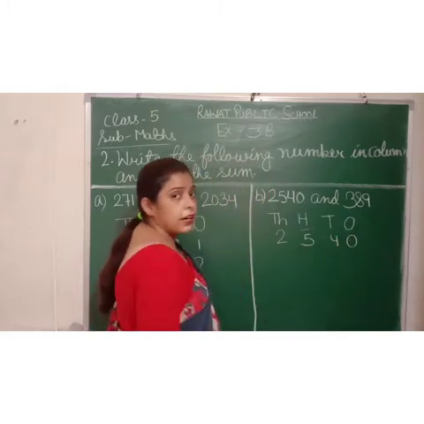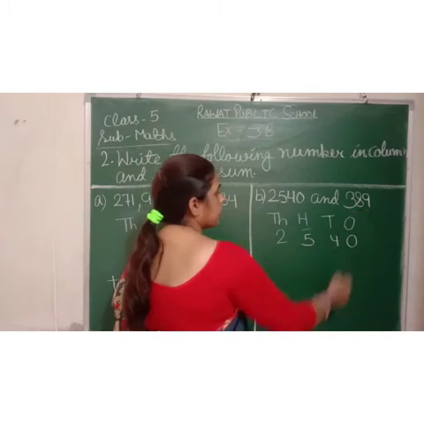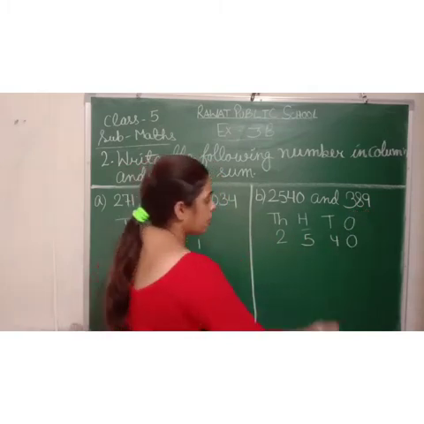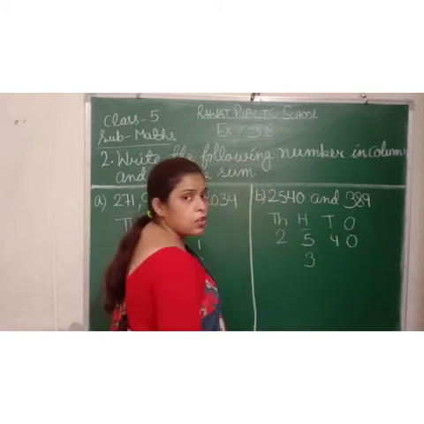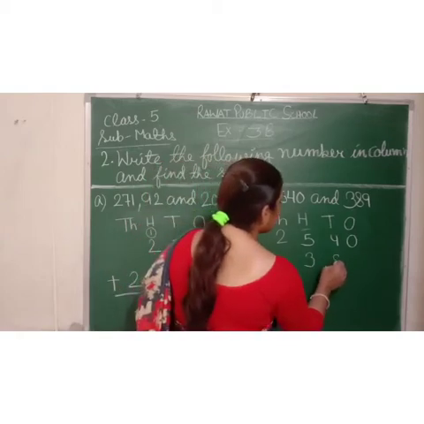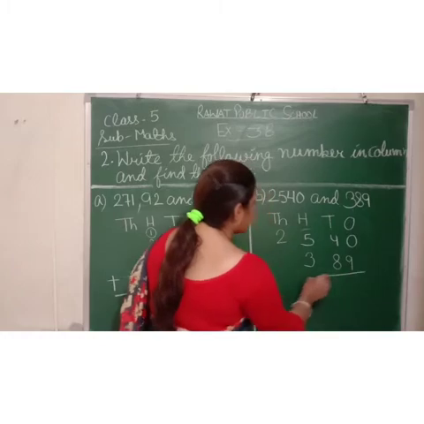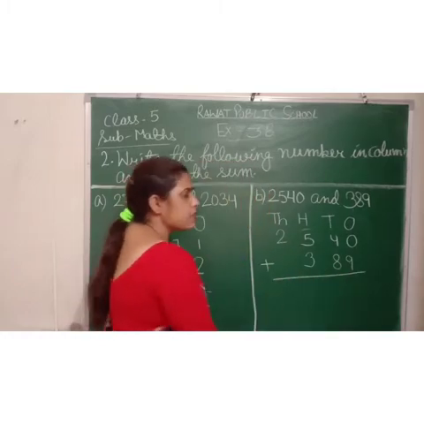Okay. And the second number is 389. It means we have to start writing the number from the hundreds place. So I am writing here 389 and then we will find out the sum.